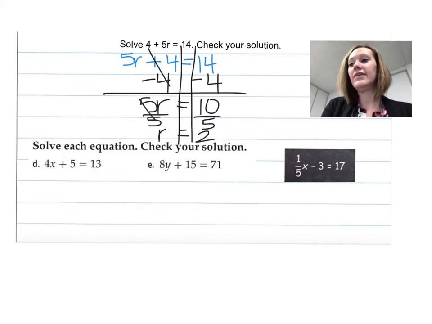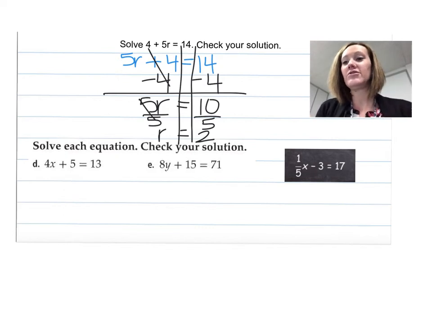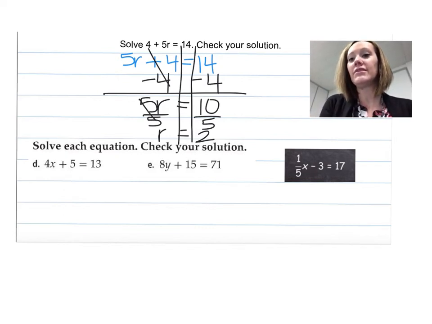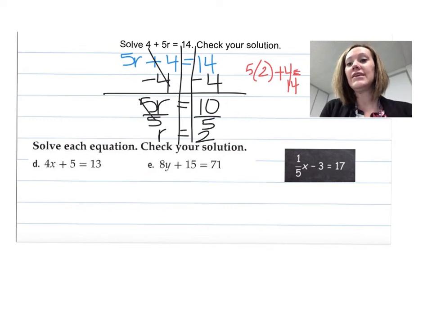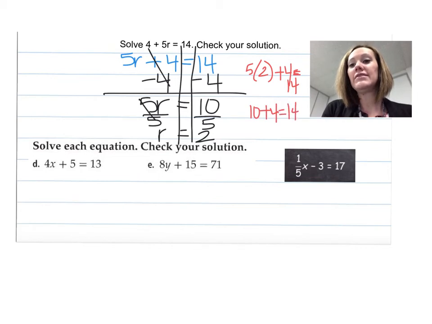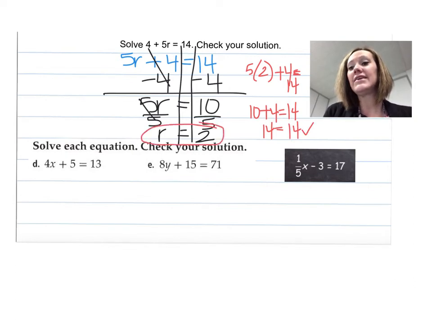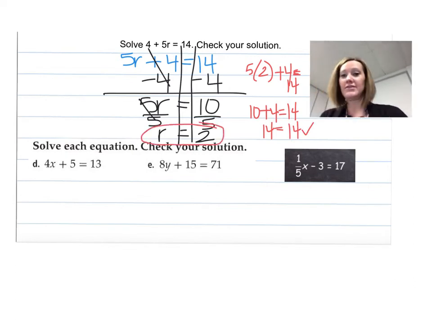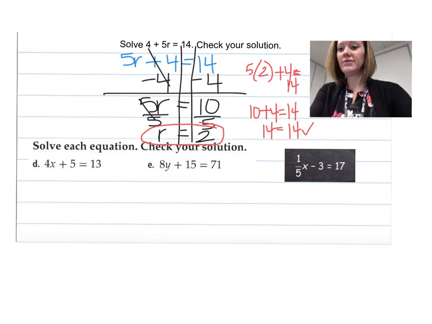And then I need to put it back into my equation just to make sure that it works. So I'm going to check right next to this over here. 5 times 2 plus 4 equals 14. Does it really indeed equal 14? 5 times 2 is 10 plus 4 equals 14. 10 plus 4 is 14. So that checks out. So I go back, I circle it so it's nice and visible to see where my solution is. So r equals 2.